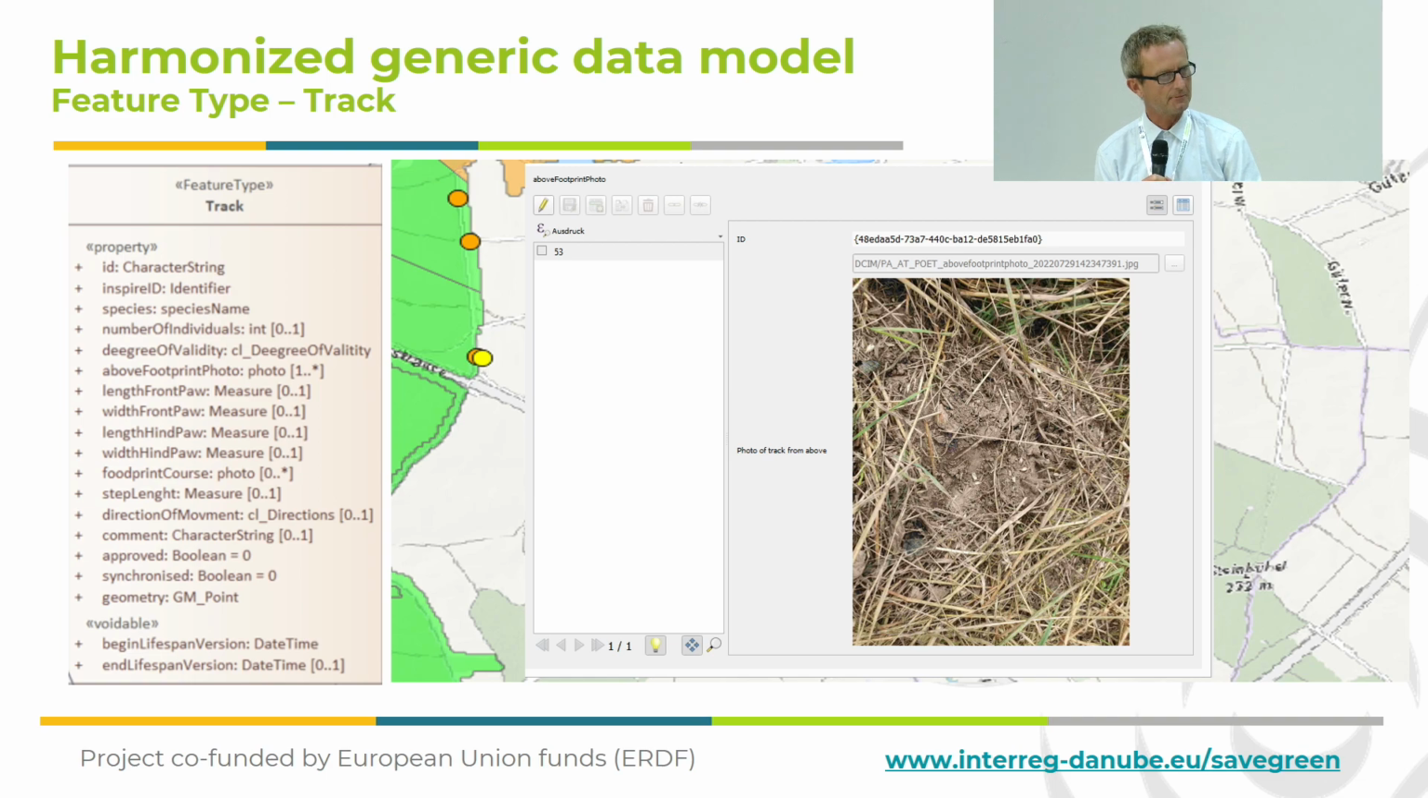For those who are not so familiar with these UML diagrams, in some properties we have 0 to 0, or where we have not this bracket, 0 to star. 0 to star means you can use this property one to many times. If there's nothing behind, it's a mandatory attribute.